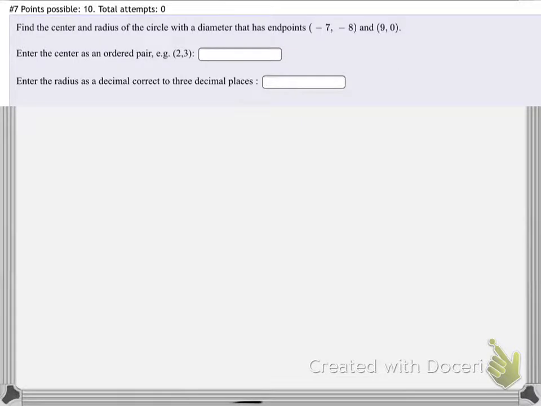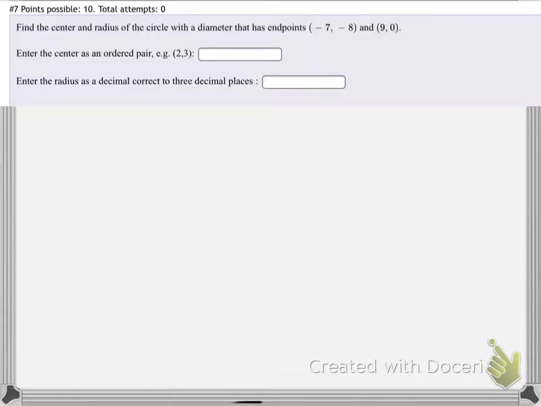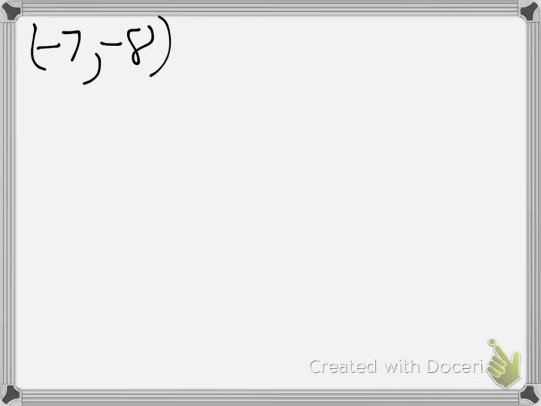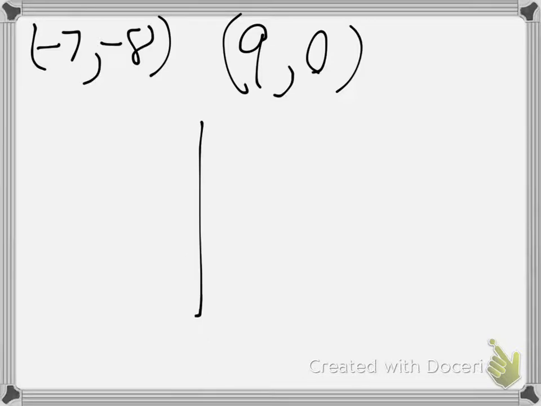And so from here we have the center and the radius of the circle with a diameter that has endpoints, this and that. So these are 2 endpoints of a diameter they're giving us. If we were to draw this, I'll make use of that cool blank slide. It would be at -7, comma, -8. And then what was the other one? 9, 0? Yeah, 9, 0. These are endpoints of a diameter.